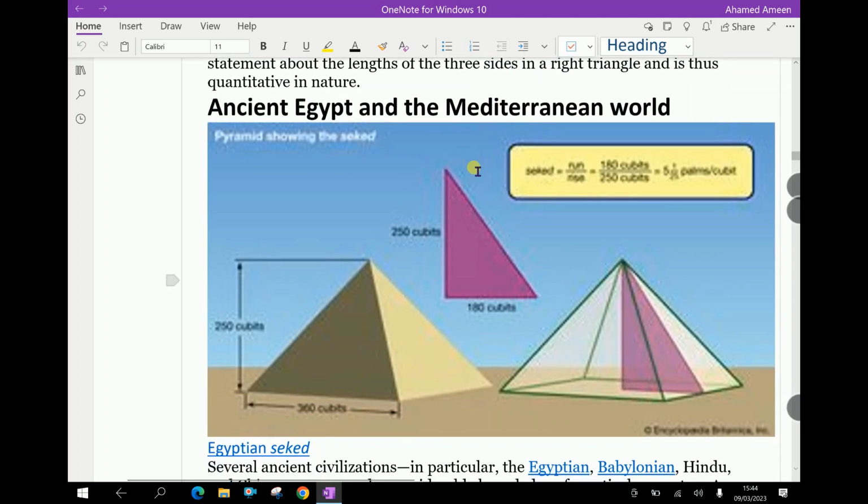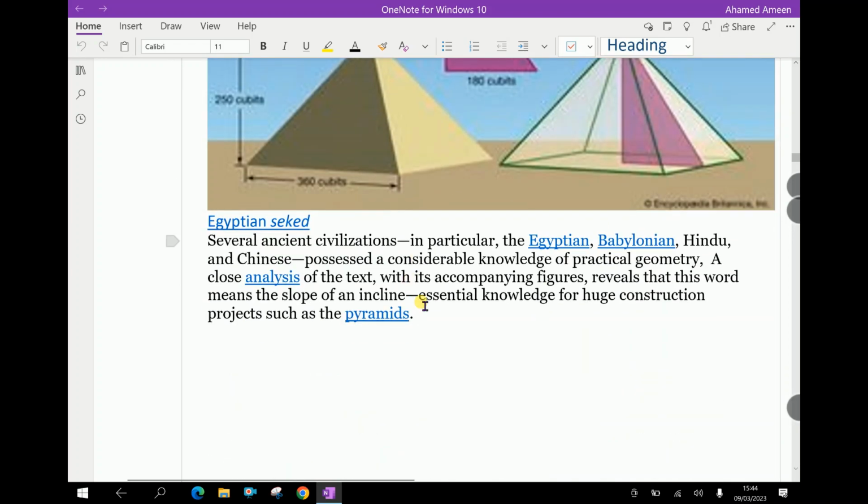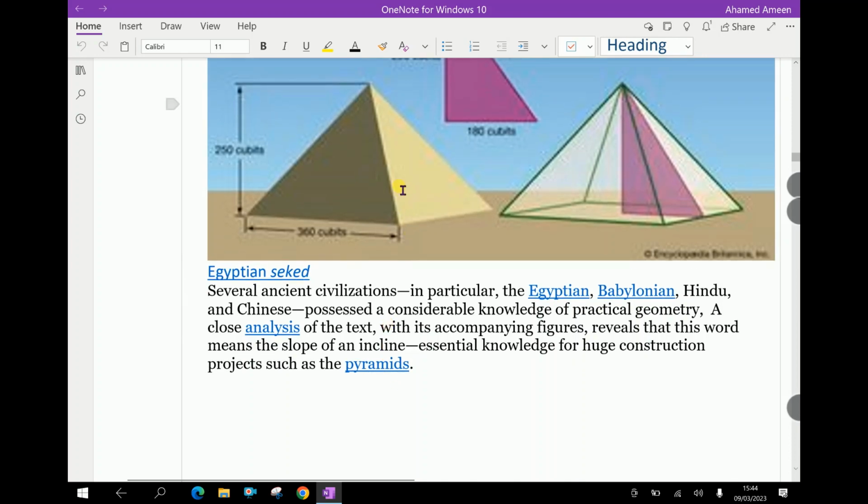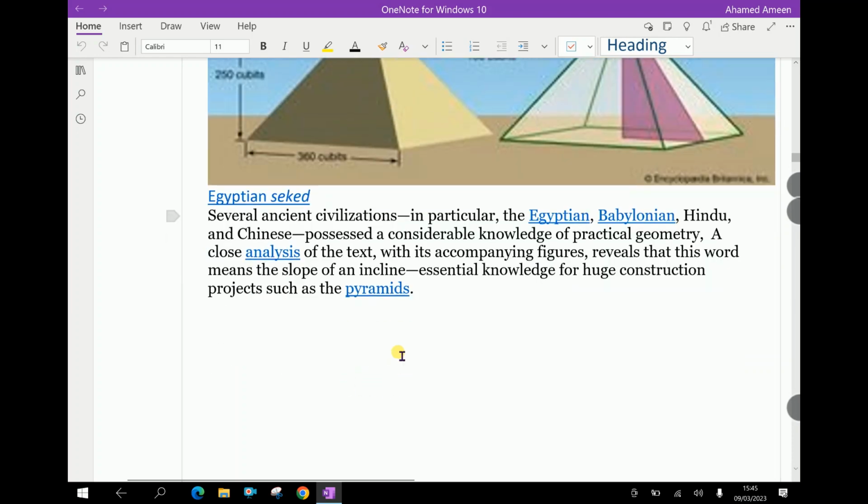Ancient Egypt and the Mediterranean world. Several ancient civilizations, in particular Egyptian and Babylonian, Hindu and Chinese, possessed a considerable knowledge of practical geometry. A close analysis of the text with its accompanying figure reveals that this word means the slope of an incline, essential knowledge for huge construction projects such as the pyramids. Trigonometry is the base knowledge of constructing big pyramids.